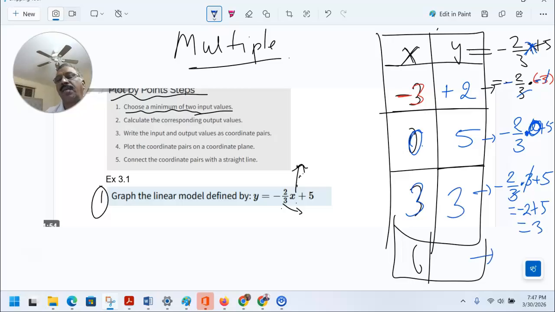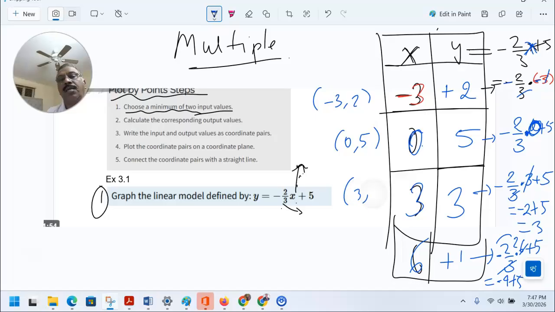If you plug in 6, it is -2 over 3 times 6 plus 5. The 3 divides 6 two times, and 2 and 2 become -4 plus 5, and you get plus 1. So these are the points: -3 and 2, 0 and 5, 3 and 3. They had asked us for two minimum.